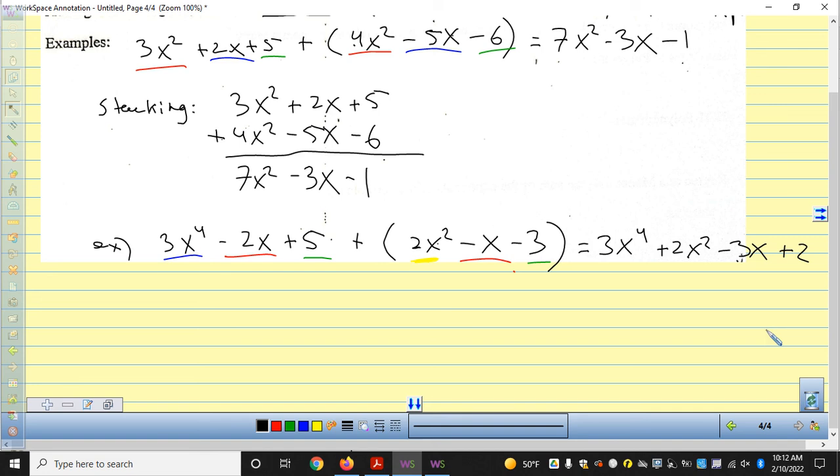Yes? Does it have to be in order for degrees, like the highest exponent to the lowest? If we want it written in standard form, if the problem says write your answer in standard form, then yes. And that means the order, highest exponent to lowest exponent. I would say 99% of the time in the book, and when you see it anywhere else, it'll be written in standard form.